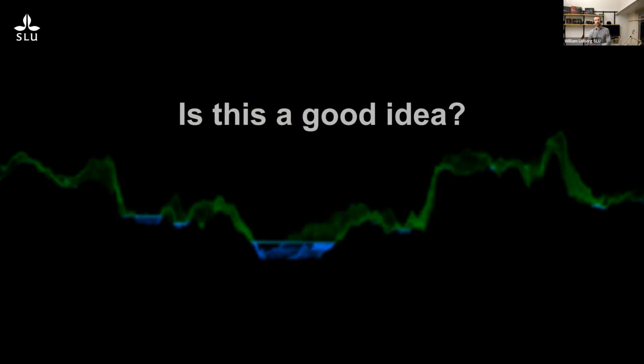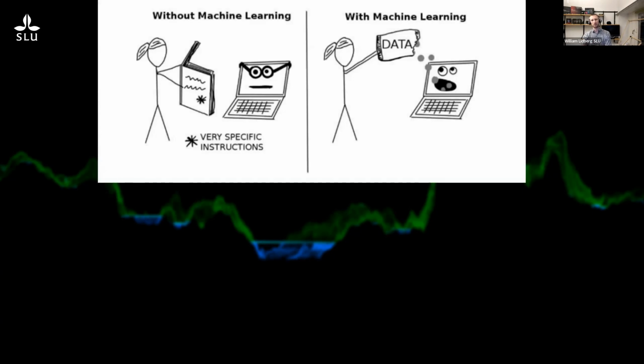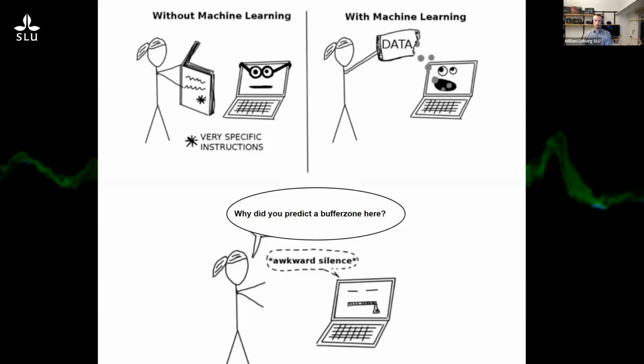And then finally, is this a good idea? I have to start with this image again. You feed the computer a bunch of data, it learns and can make a fairly accurate model if you're lucky. But if you start to question it, for example, why did you predict a buffer zone here? It can't really tell you the answer.